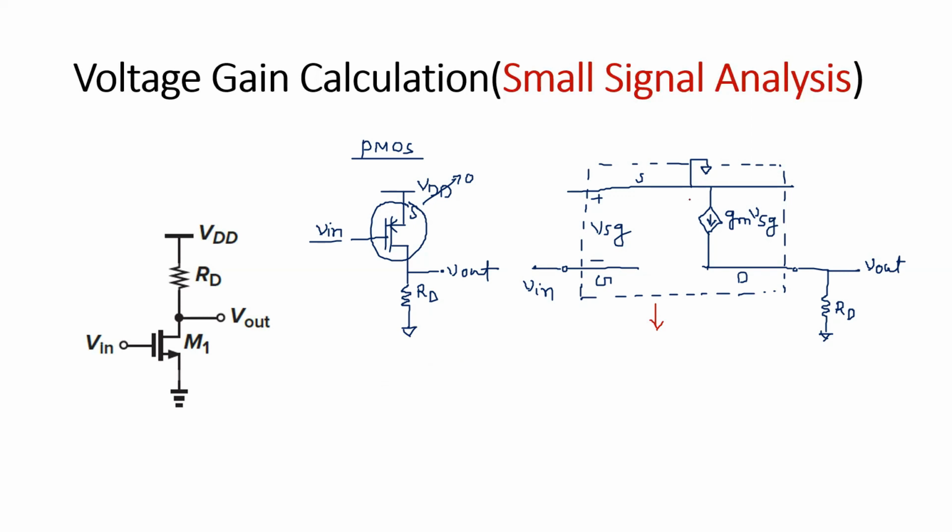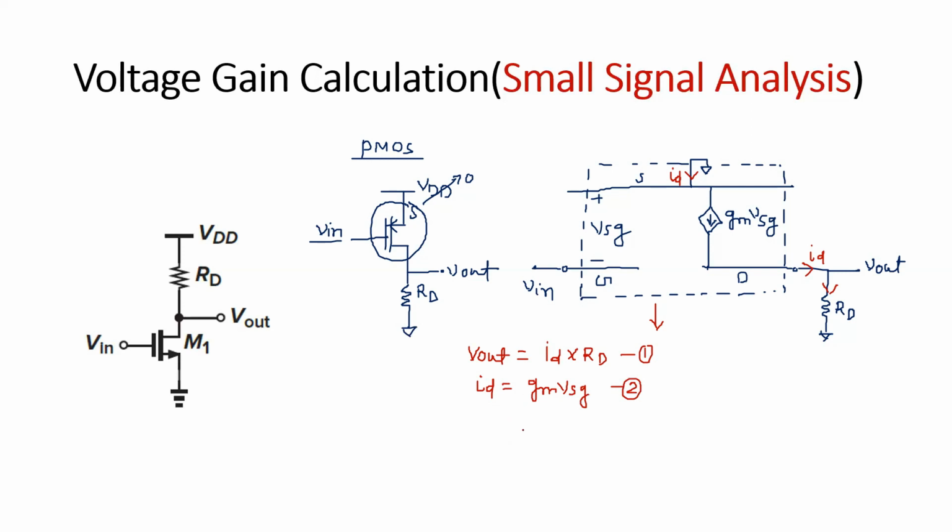First I should mention the current. This is your ID, which is flowing from the source to the drain side. This is the drain terminal, which is leaving current ID. So one equation is nothing but KVL from Vout to the ground through RD: Vout equals ID into RD. This is your first equation. The second equation is ID equals gm VSG.